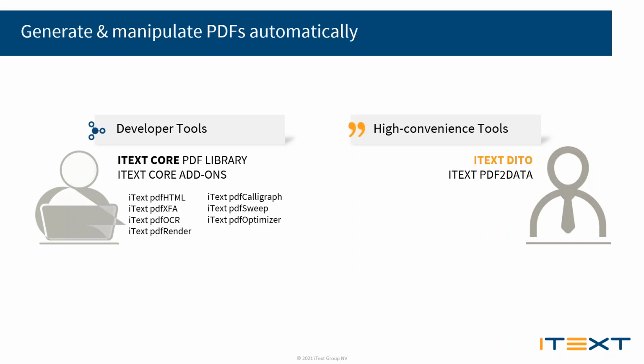One of them is iText PDF to data, which is a data extractor that starts from a PDF and overlays that PDF with a template to extract the data out of it, and then the output of that process is structured data. On the other hand, we have iText DITO, which is the topic today, of course, which does the same thing, but then the other way around.